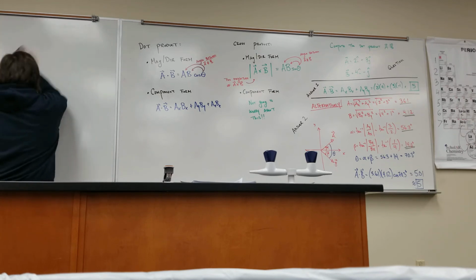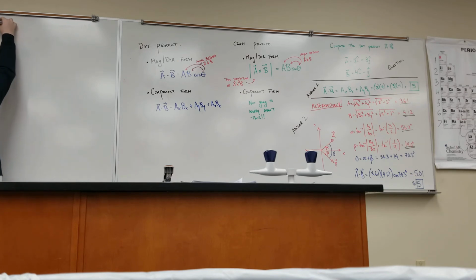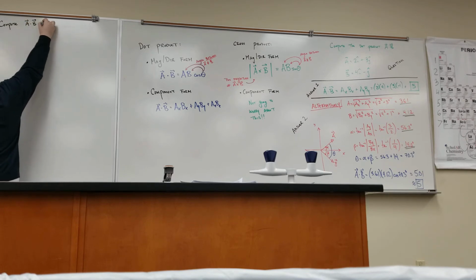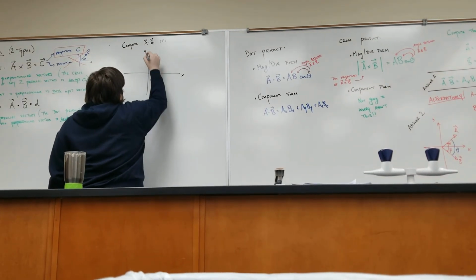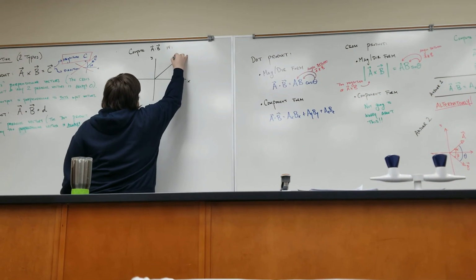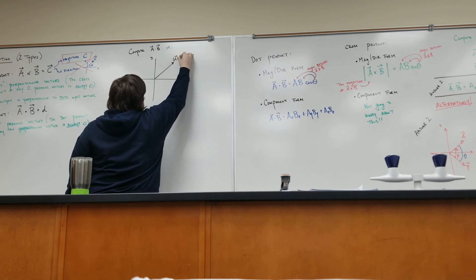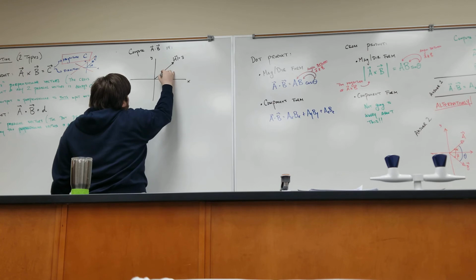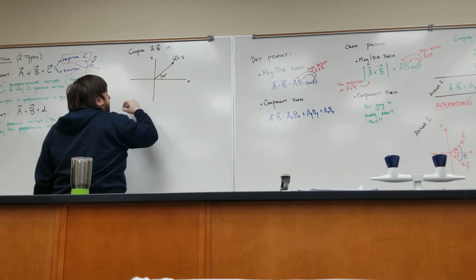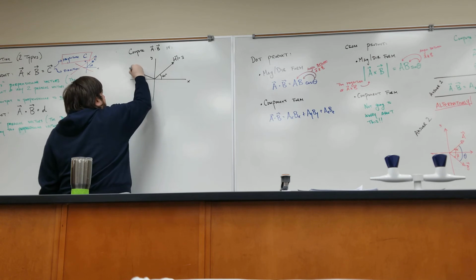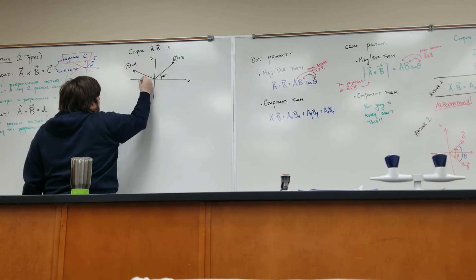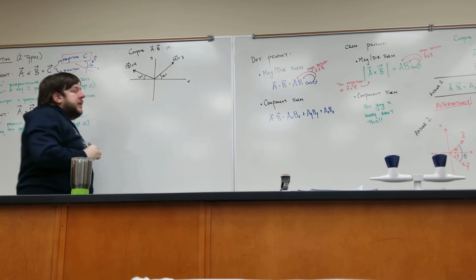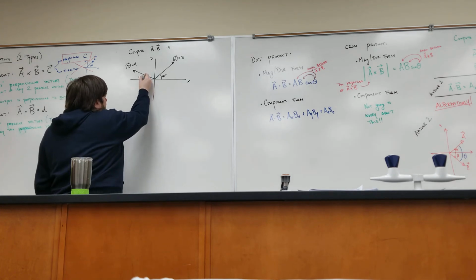What if I told you that you had, so I want to say compute A dot B if the vector A has a magnitude of 3 and makes an angle of 40 degrees counterclockwise from the x-axis, and the vector B has a magnitude of 4 and makes an angle of 10 degrees clockwise from the negative x-axis.